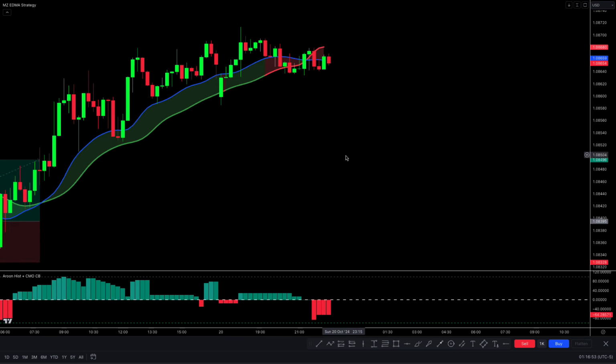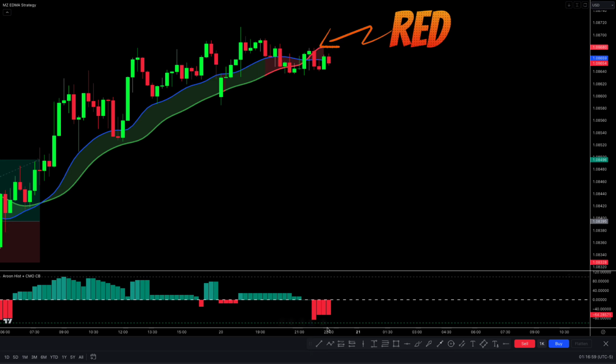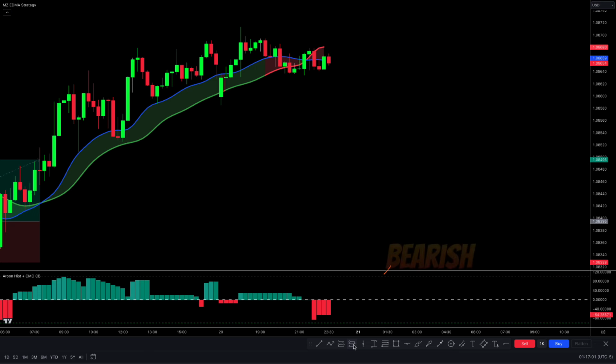We can see here we got a sell signal. First look at the two EDMA scalping indicator lines crossing each other, and the color of the EDMA line turns red. Now if we look at the second indicator, the MACD plot bearish column is below the zero level.